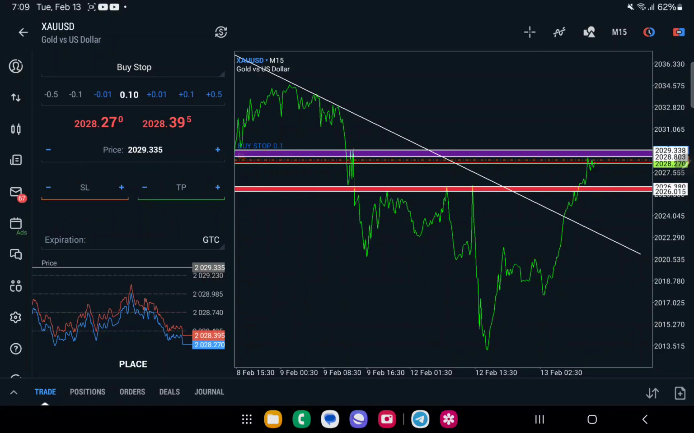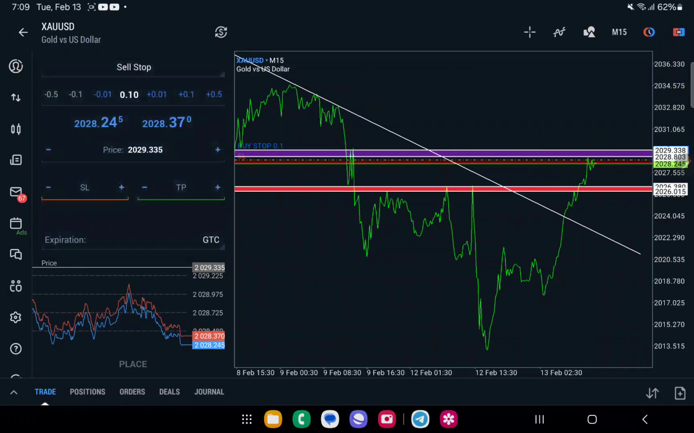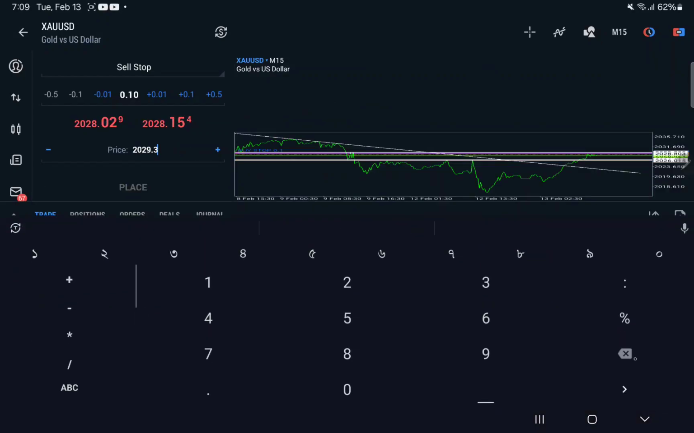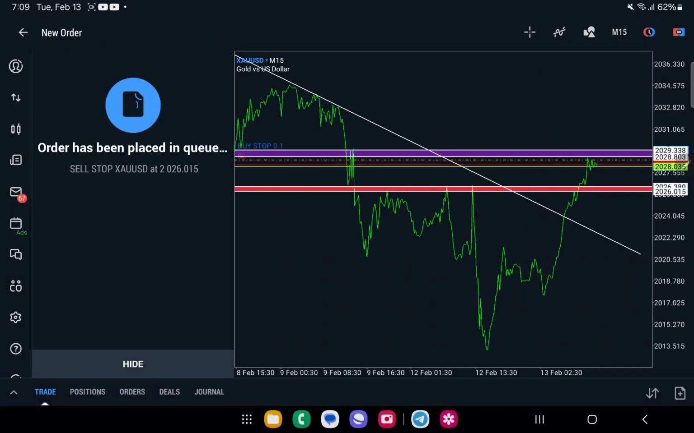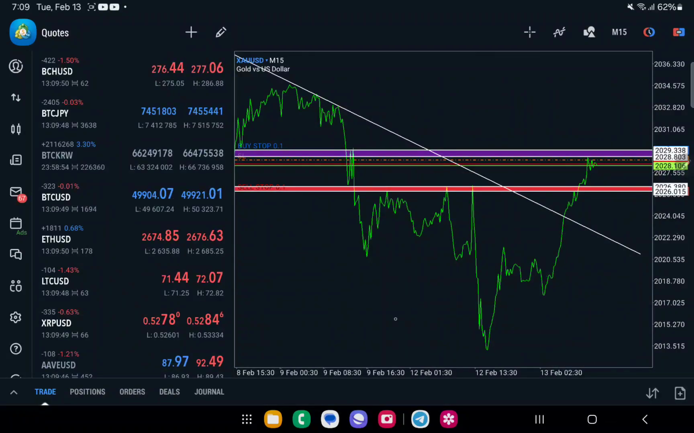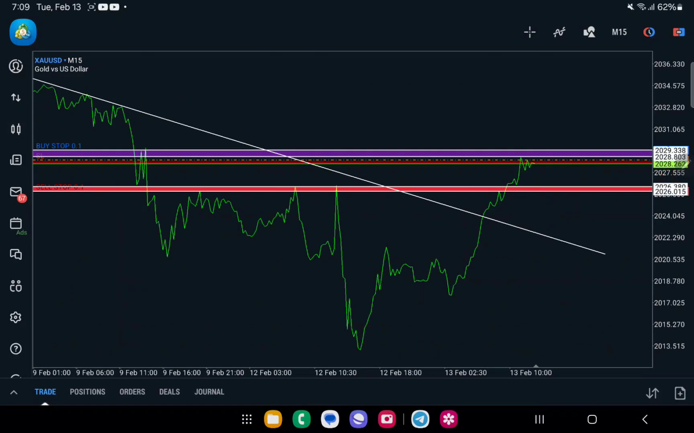Okay, so how can we place our sell stop? We need to select sell stop. So what is our sell stop position? 2026.015. Okay, we just need to click on place. So done. As you can see there, here our buy stop and sell stop positions are placed. If you take a look, here is our buy stop and sell stop over here.